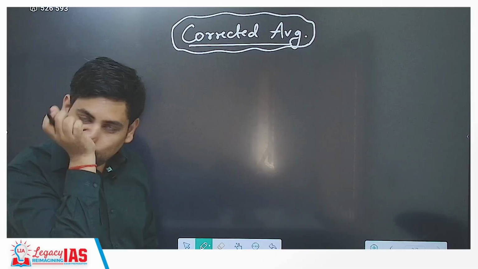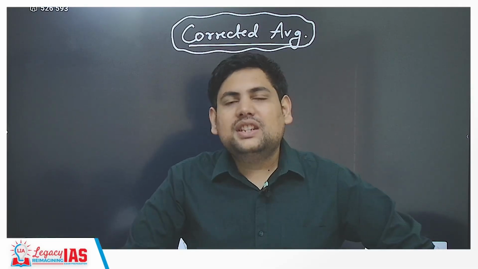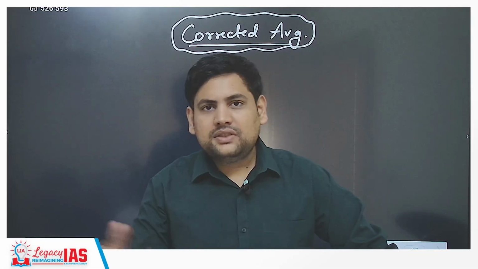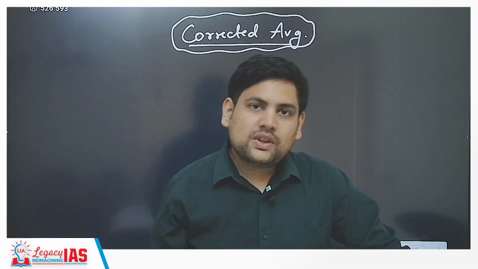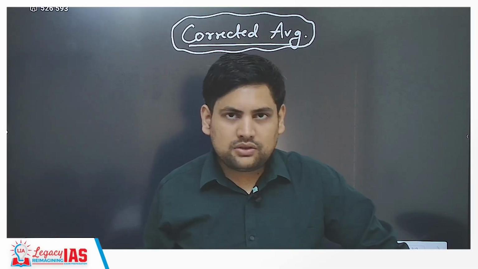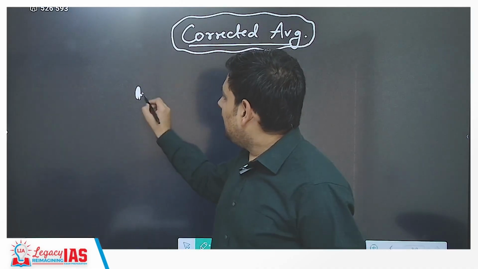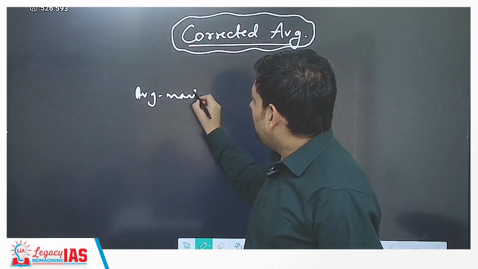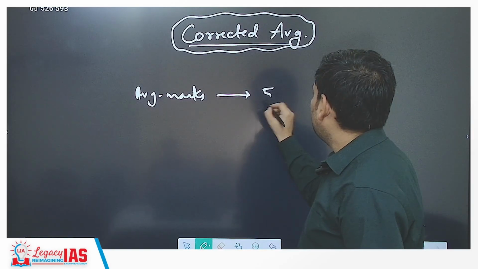Now, what is corrected average? Understand, there is a scenario in which, let's say, the marks of 10 students are recorded. They have different marks. Now the average marks is calculated for those 10 students, and let's say the average marks of those 10 students came out to be 50.